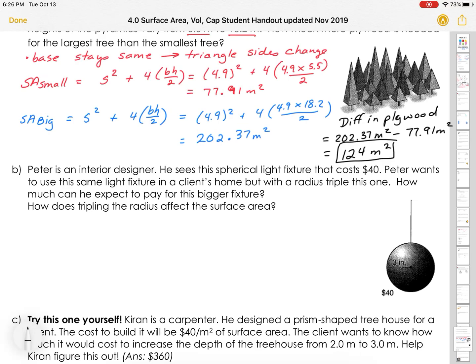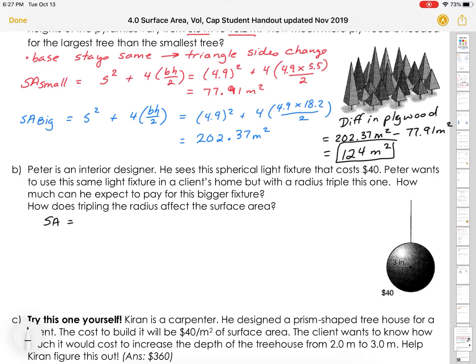Peter is an interior designer. He sees this spherical light fixture that costs $40. Peter wants to use the same light fixture in a client's home, but with a radius triple this one. How much can he expect to pay for the bigger fixture? Well, that's assuming that it's related to the surface area, right? We're assuming, depending on how much bigger.